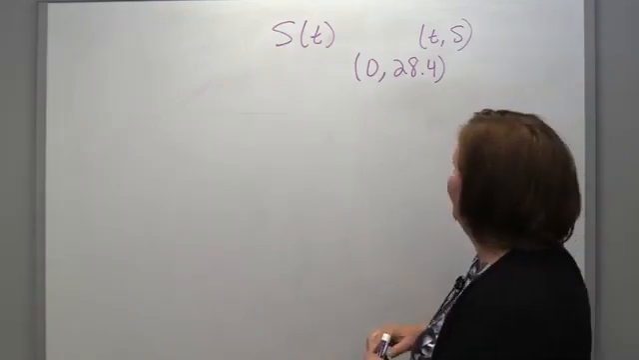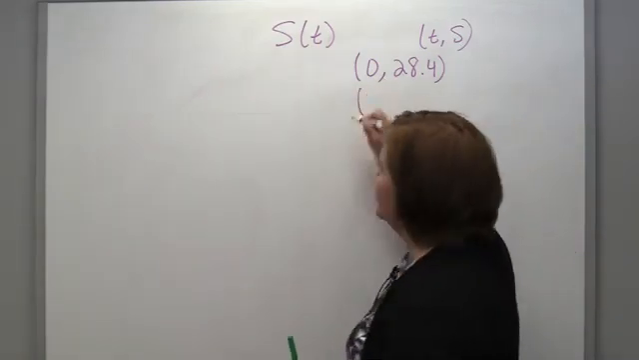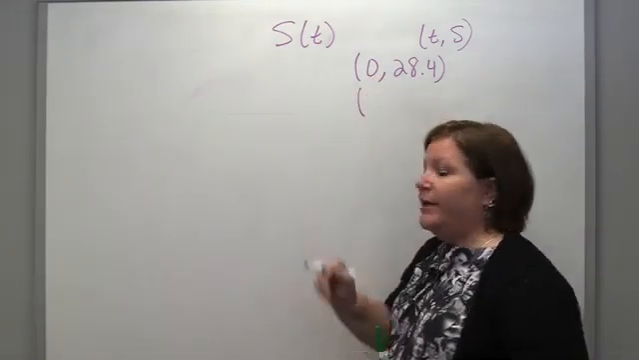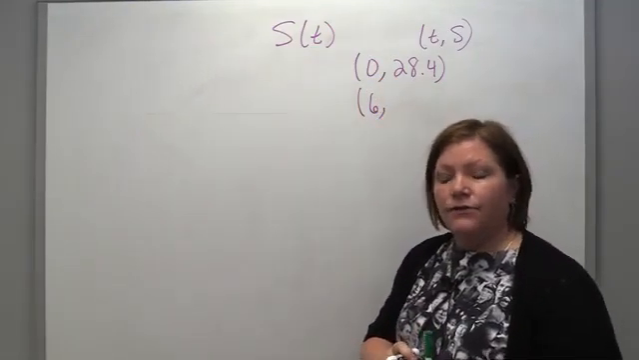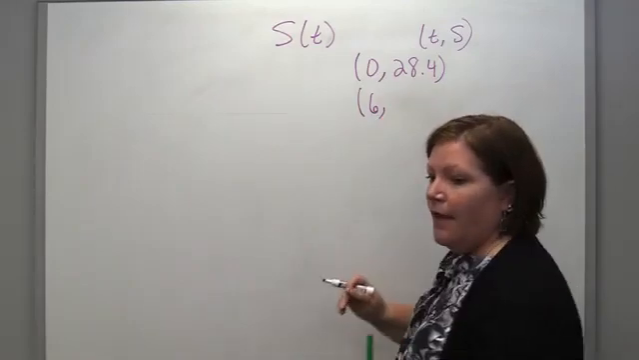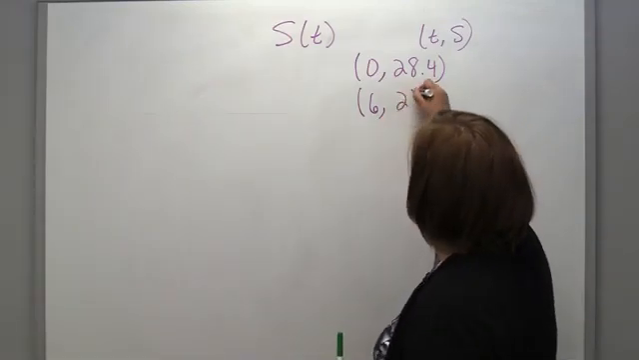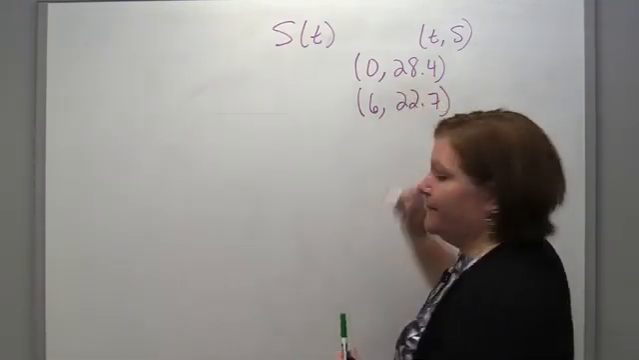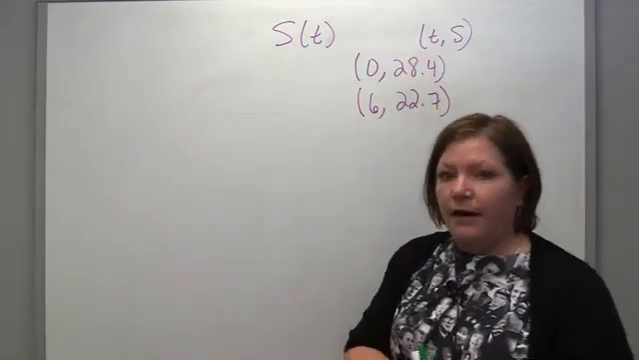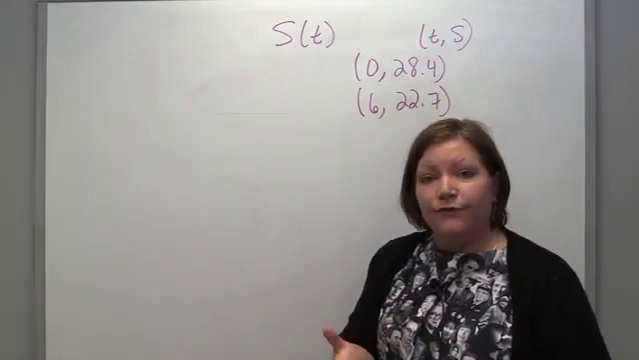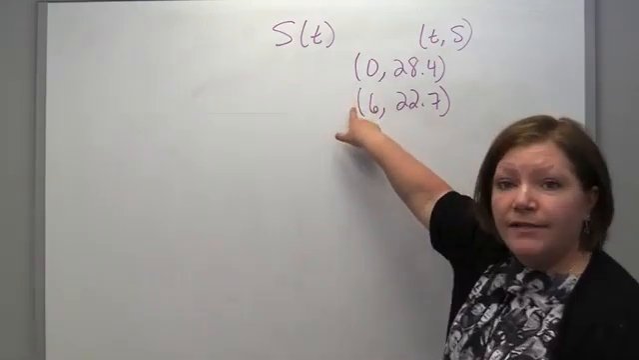And then our other point was in 2016, which is 6 years since 2010. They sold 22.7 million. And so those are our 2 data points. They want a linear function, and we have 2 points on the line.